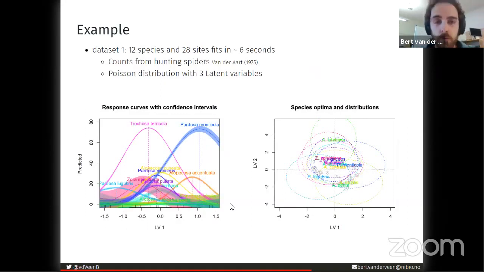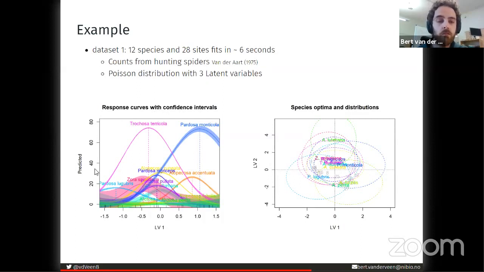So I fit an example data set, the spider data set by van der Aart, which is often used in assessing new ordination methods, which has 12 species of hunting spiders at 28 sites in Dutch dunes. I just fit it in around 6 seconds. So it's pretty fast, but it's a small data set. This has counts, so we fit this with a Poisson distribution with 3 latent variables, in contrast to the linear GLLVM, where you generally fit a negative binomial distribution with 2 latent variables.